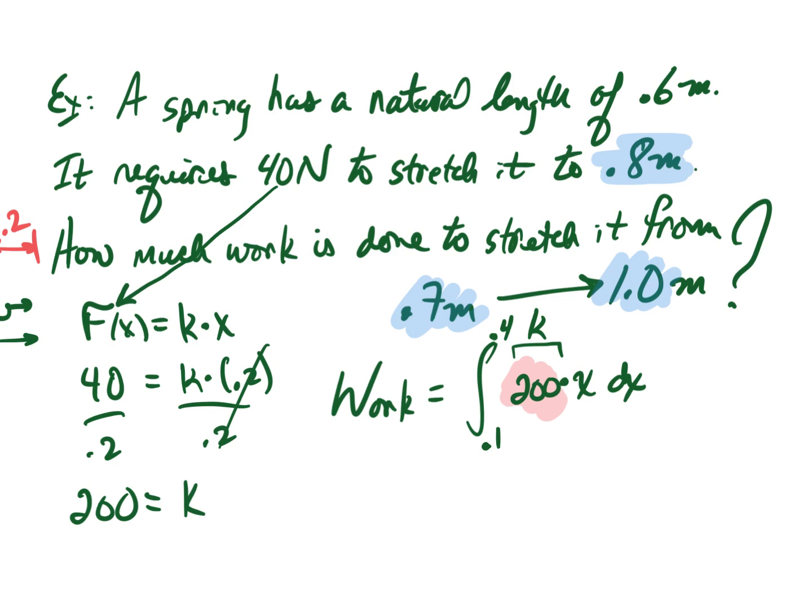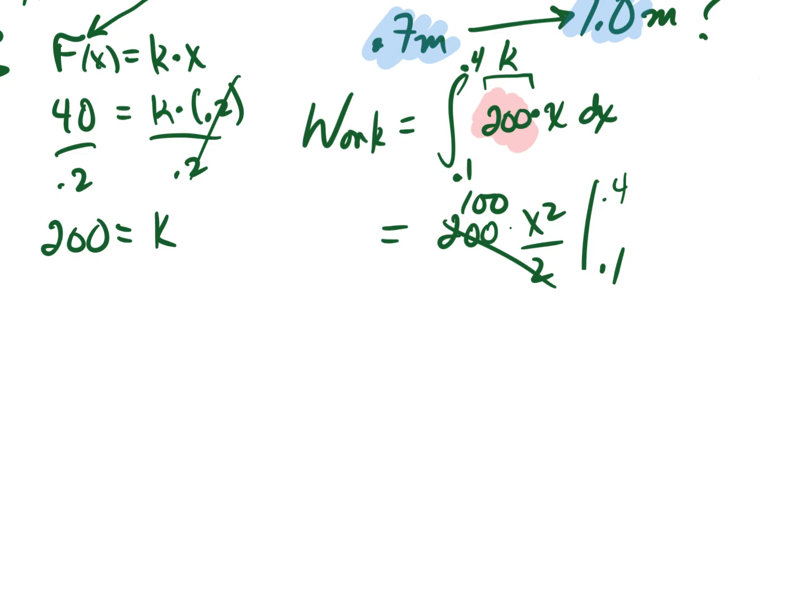The definite integral from 0.1 to 0.4 of 200x dx. Now, of course, the rest of this is just simple. We add 1, divide by the new. I'm going to do a little canceling there. And then we just simply put in our two values and we're set to go. So we'd have 100 times 0.4 squared minus 0.1 squared.